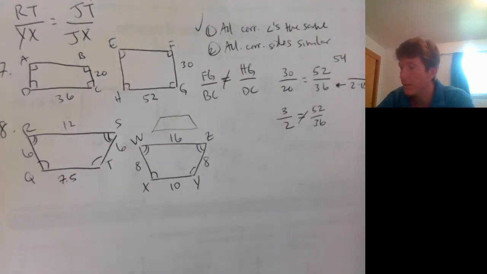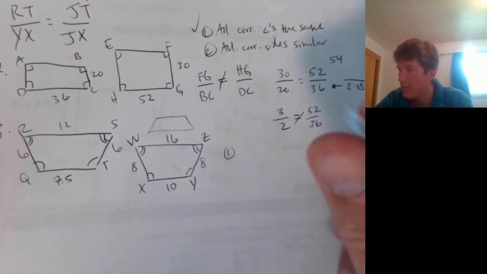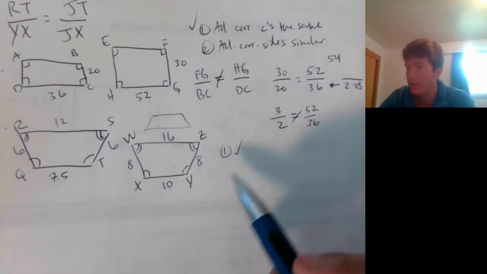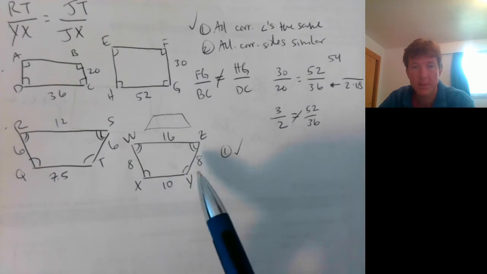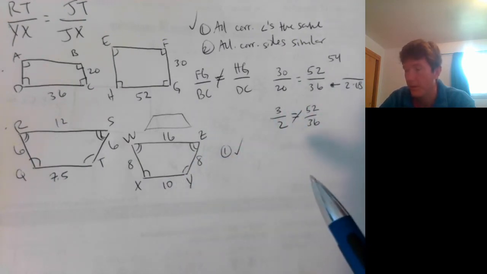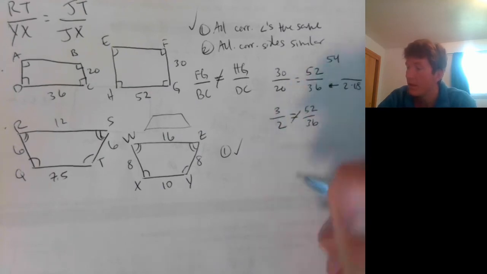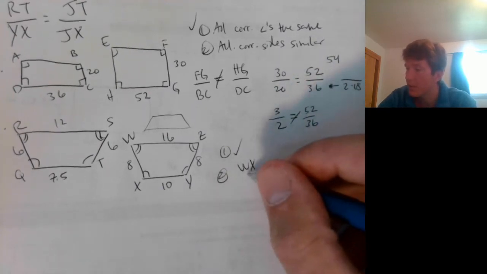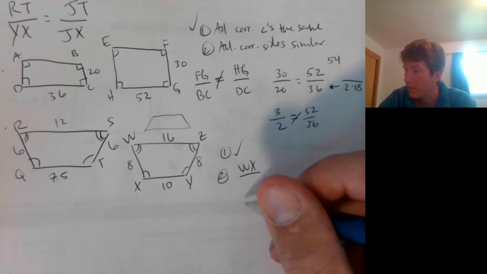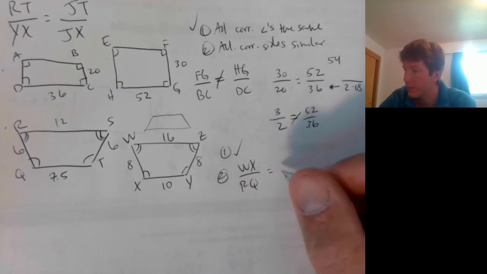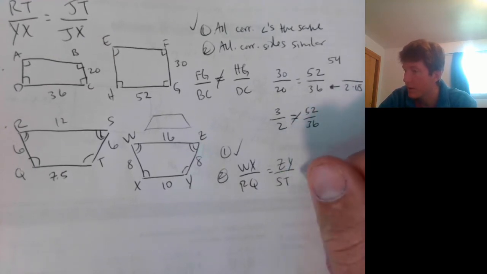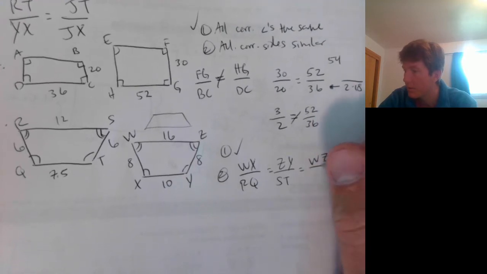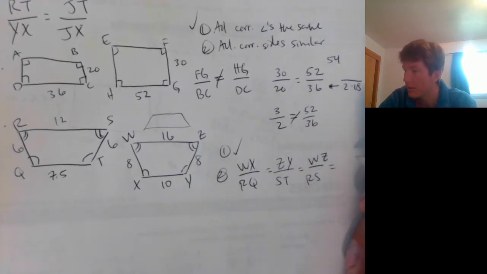Okay, let's get crack-a-lackin'. All corresponding angles are the same. We have double hash marks on the top angles and single hash marks on the bottom. These are both isosceles trapezoids. Number 2 must say that WX over RQ equals ZY over ST equals WZ over RS equals XY over QT.